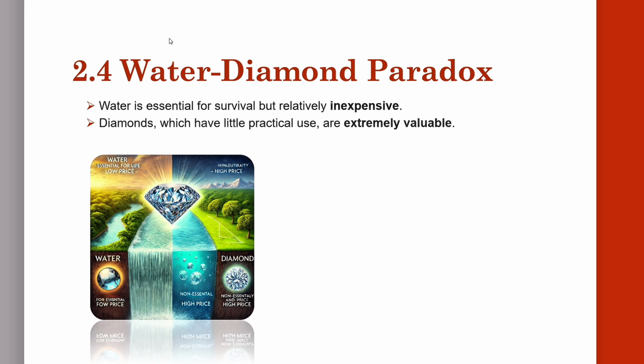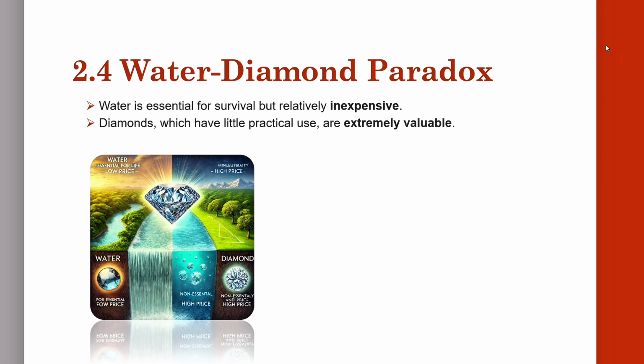Let's end with one of the most fascinating and paradoxical questions in economics. Why is water, essential for life, so cheap, while diamonds, which have little practical use, are so expensive? This is the famous water-diamond paradox, and it puzzled economists for centuries. At first glance, it seems illogical. Water sustains all life, yet it's often practically free. Diamonds are decorative and rare, yet we are willing to pay a fortune for them.